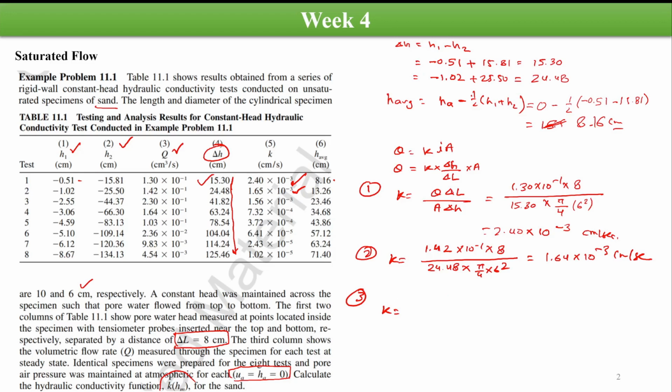Let's calculate one more. For the third one, what will we write? The value of Q is going to be 2.30 into 10 to the power minus 1. The length is already given as 8, and the head difference is 41.82. That will be multiplied by pi by 4 into 6 squared. So let's solve this one and let me know what you people are getting.